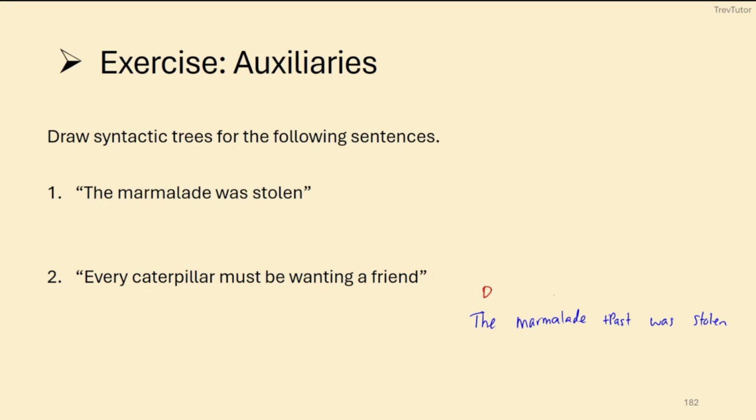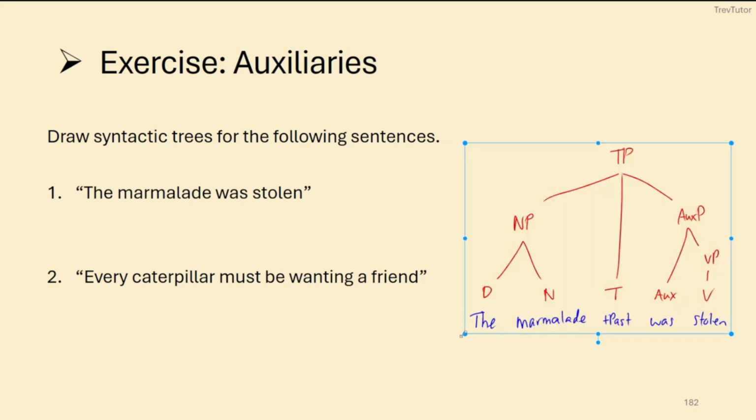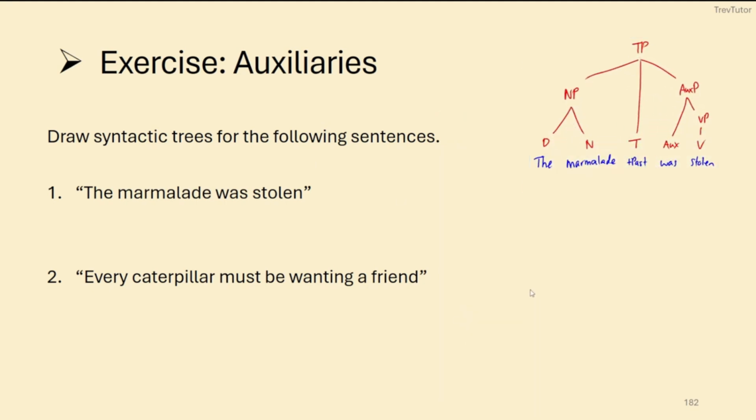So the is a determiner, marmalade is a noun, past is tense, was stolen, so was stolen by someone. So this is an auxiliary, the passive, with a verb afterwards. If we work right to left, stolen is a verb phrase. The auxiliary forms into an auxiliary phrase and takes the verb phrase as its complement. Tense is going to build up into a tense phrase that takes the auxiliary phrase as the predicate complement, and the marmalade will form a noun phrase as a subject and connect up to the tense phrase. So that is the marmalade was stolen. We'll move that up to the top right.